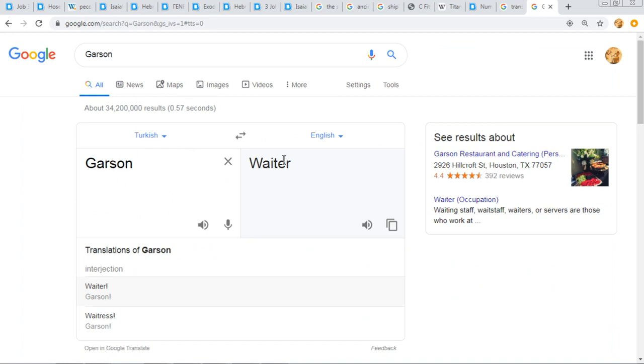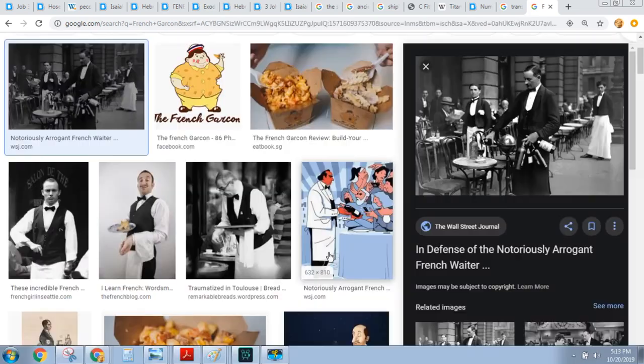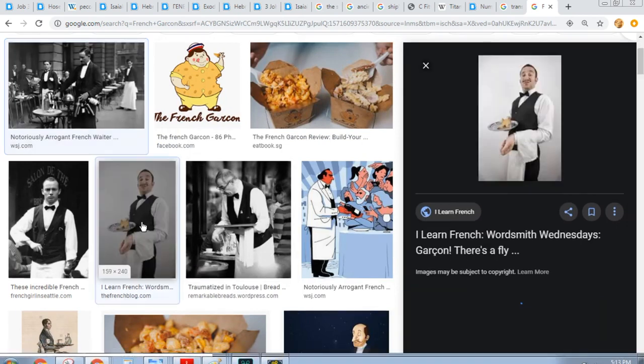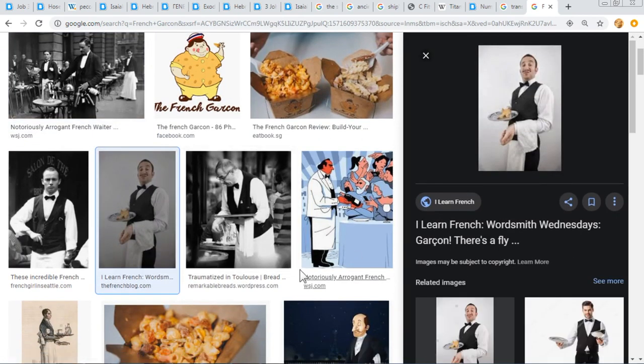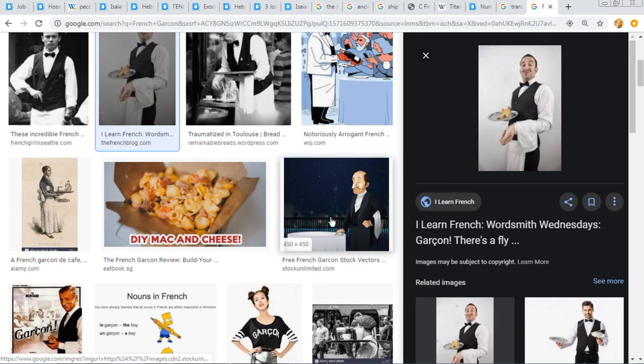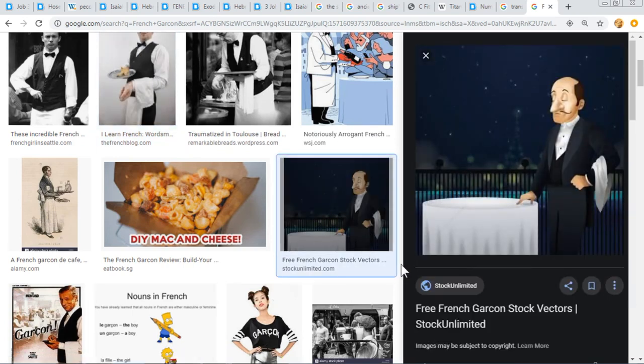And so in Turkish it's garçon. It's spelled the same. In French it's still the same. It's still pronounced garçon, but it's just spelled with a C because they had two S's and no C, so they changed one S into the C.